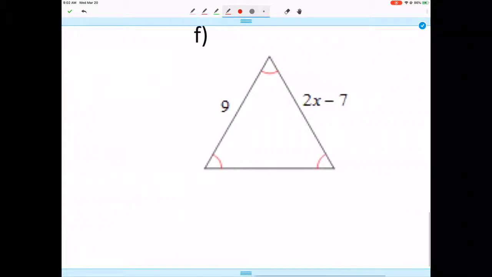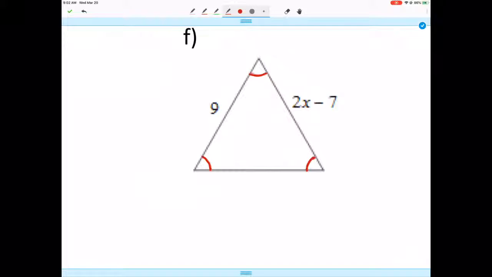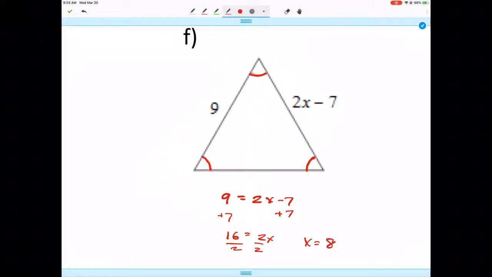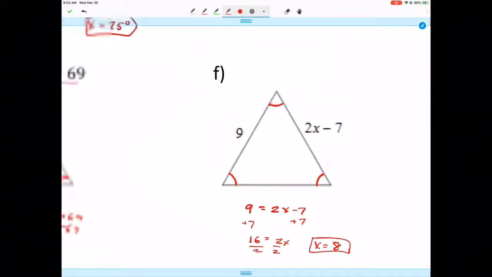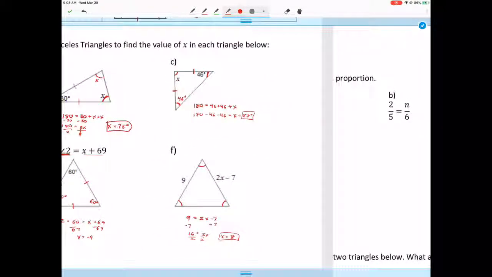And then the very last one here, it's also an equilateral triangle. All three angles are congruent, so we know that the sides are also congruent. If we want to find what x is, we would know that 9 is equal to 2x minus 7. We'll add 7 to both sides, we'll get 16 equals 2x, and we'll end up finding that x is equal to 8. My guess is they're probably wanting us to solve for x, but I didn't say that in the notes. All right, so I think that is everything.